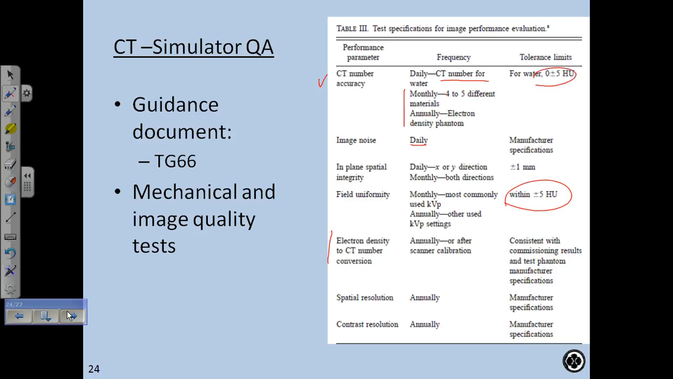Okay, spatial resolution, that's the high. This is only done annually, and this one's done annually. These are already talked about. Those are those two test tools. Nope, this is the one with the line pairs. And then this is the one with the circles. Okay. So this is basically what we should be doing at minimum.